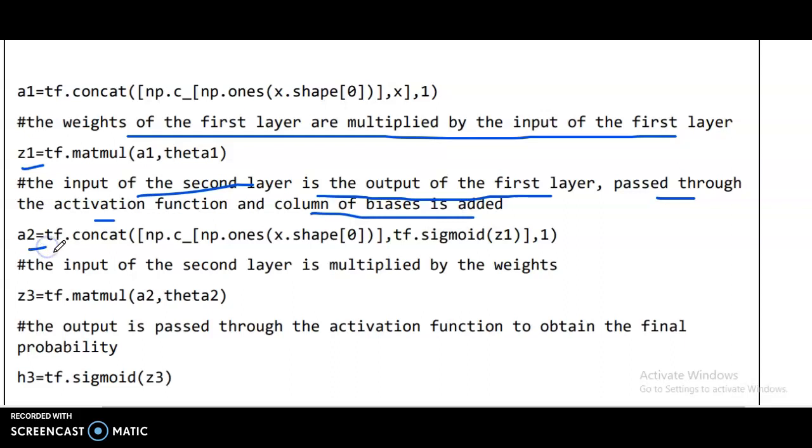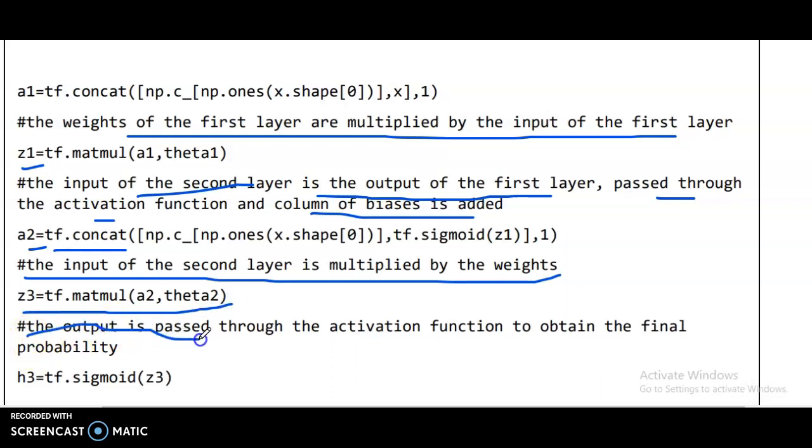A2 equal to tf.concat of np.ones(X.shape[0], 1), tf.sigmoid(Z1), 1. The input of the second layer is multiplied by the weights. Z3 equal to tf.matmul(A2, theta2).